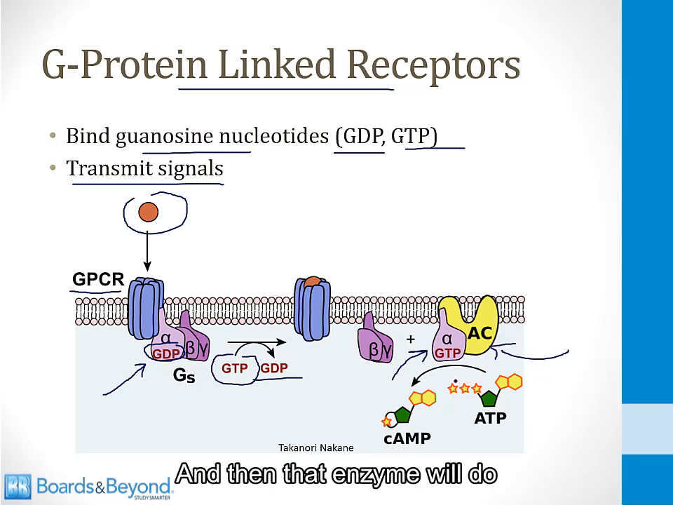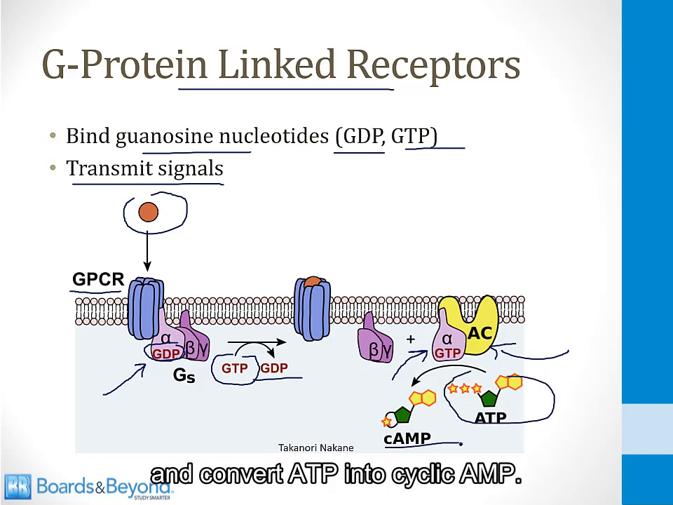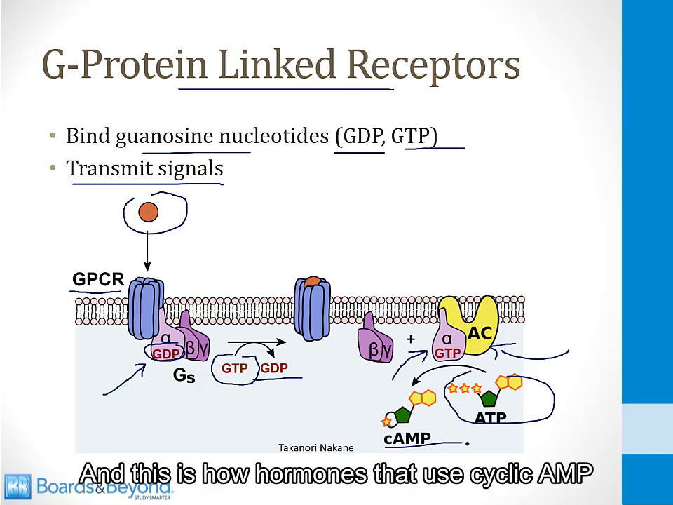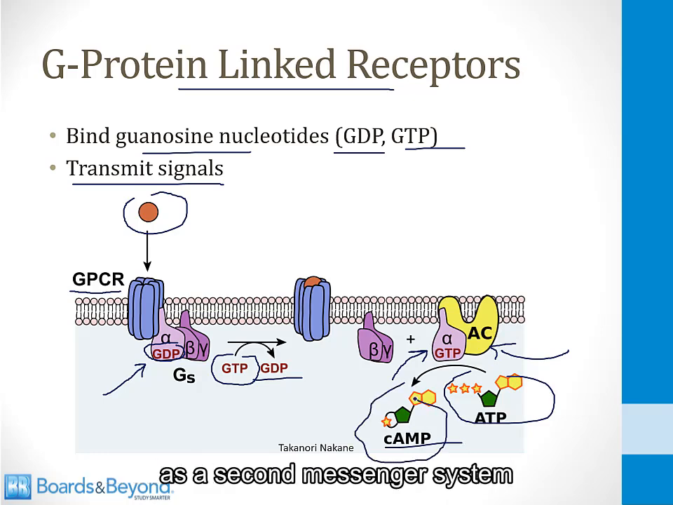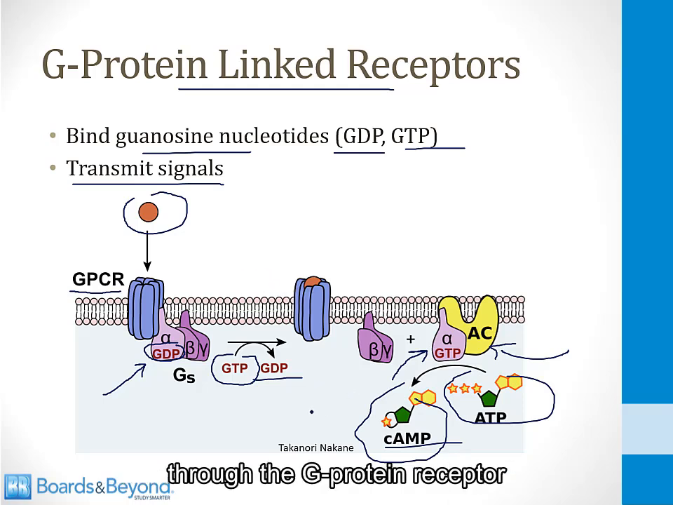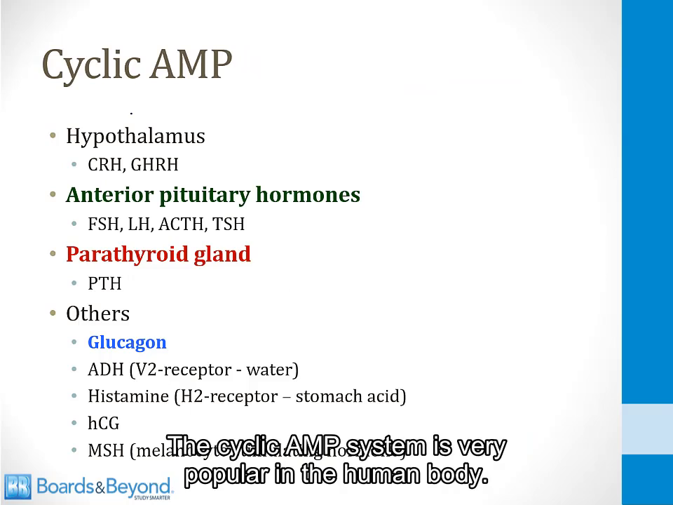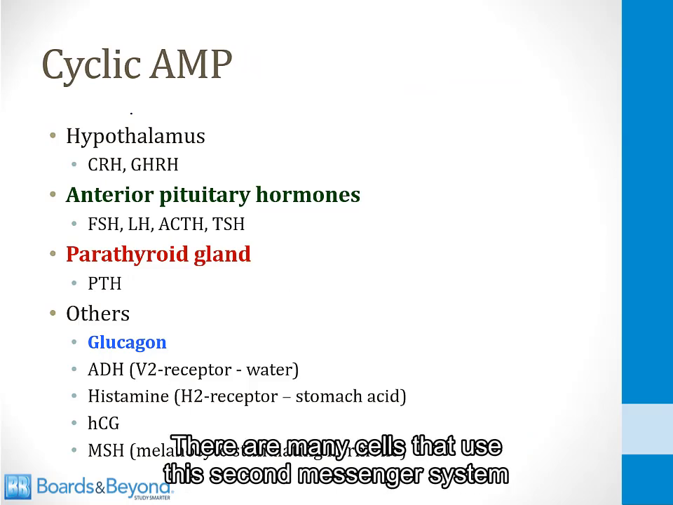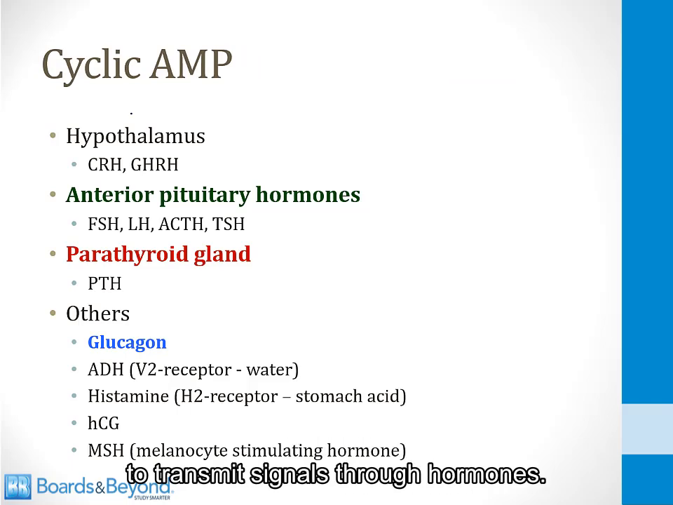and then that enzyme will do what we showed on the last slide and convert ATP into cyclic AMP. And this is how hormones that use cyclic AMP as a second messenger system transmit their message from outside the cell through the G protein receptor to increase the level of cyclic AMP. The cyclic AMP system is very popular in the human body. There are many cells that use this second messenger system to transmit signals through hormones. So let's go through some of those now.